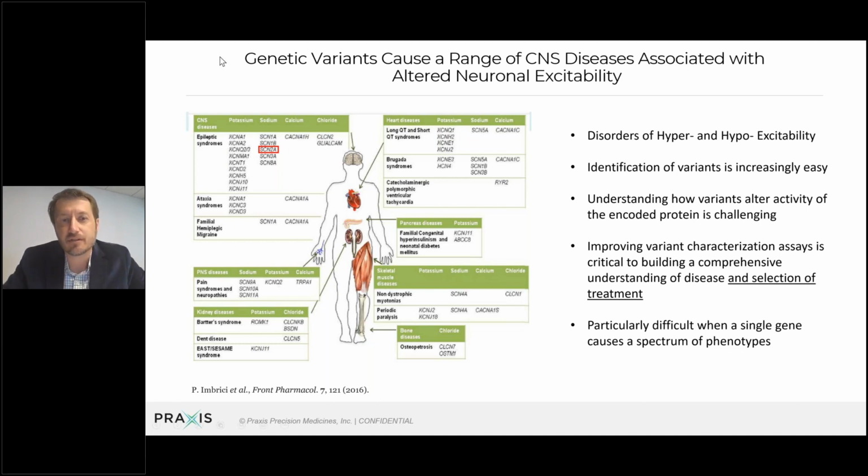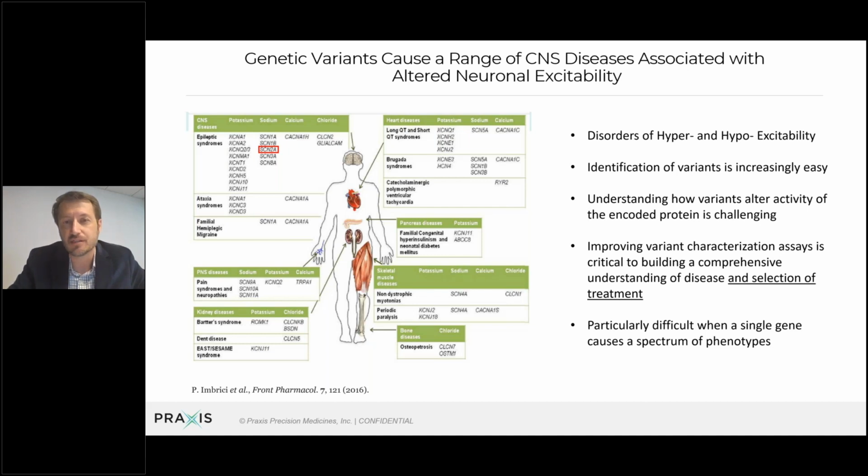Genetic variants cause a range of CNS diseases associated with different tissues. Today we're talking about the brain. That's the area of interest for Praxis. So we're interested in neuronal excitability. In terms of excitable tissues, changes in these different genes can lead to disorders of hyperexcitability and hypoexcitability, and today we're talking about SCN2A. You can see it in this red box here on the left.